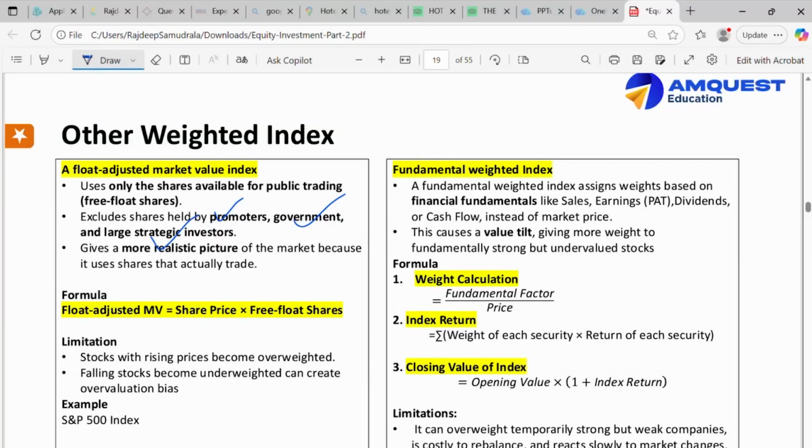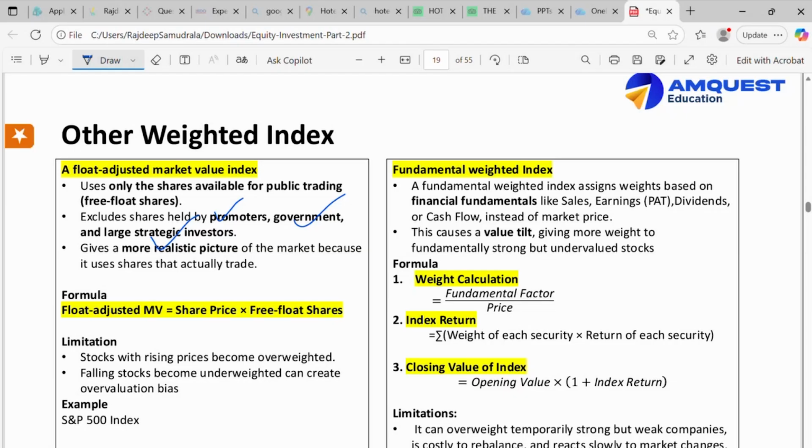Fundamental weighted index. Here, basically you're weighting the index based on some of the fundamentals that are relevant, like sales, net income, net profits, cash flows, and so on. You're using fundamentals, right? In this case, what's the weight you'll put? Put that and divide by the price. That is the percentage. Now, normally these may not be too popular, but please ensure you understand it based on those formulas.